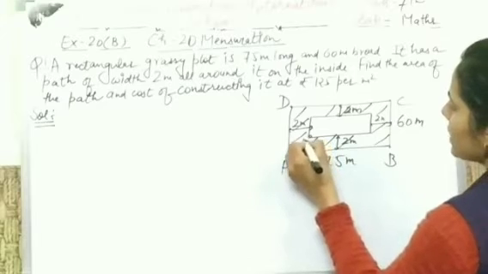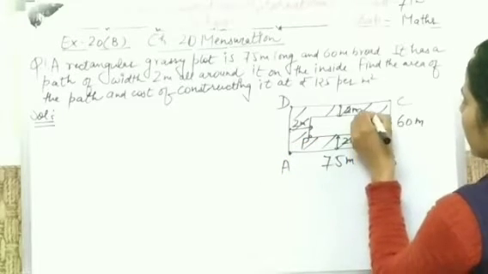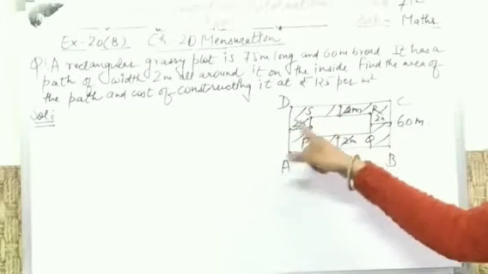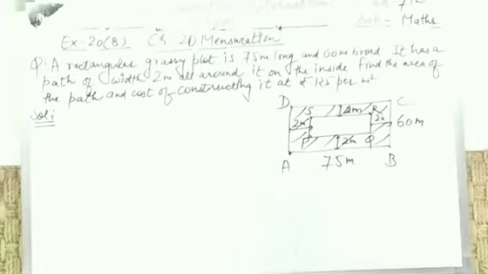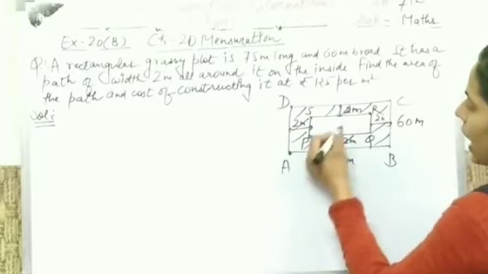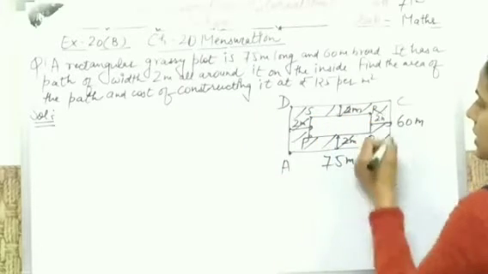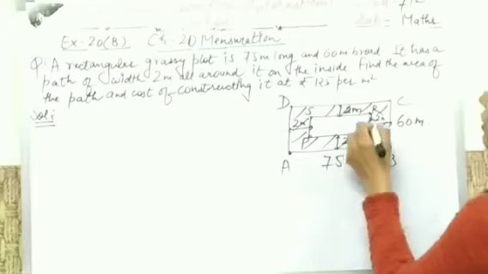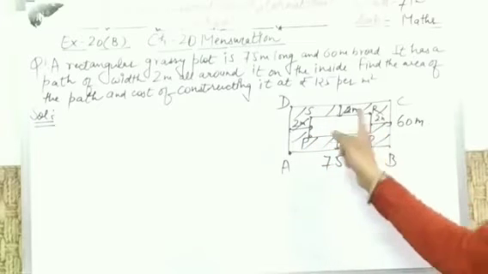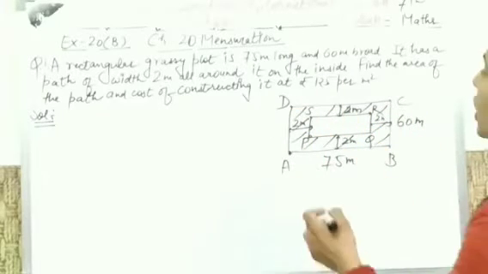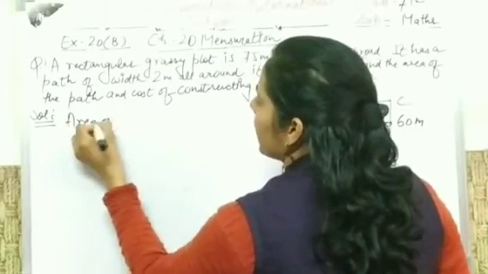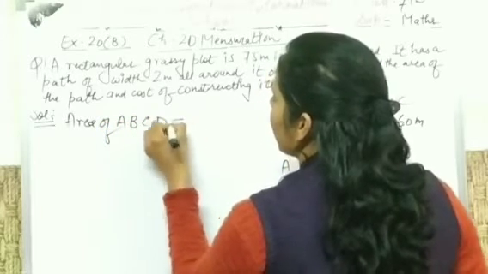Let's name the inner rectangle PQRS. So how can we find the area of this path? First, we find the area of the outer rectangle, and then we can easily find the area of the inner rectangle. When we subtract the area of the inner rectangle from the area of the outer rectangle, we get the area of this path. So first find the area of ABCD, which means the outer rectangle.